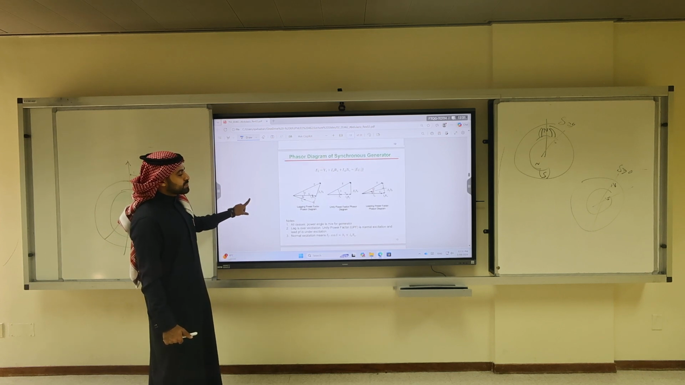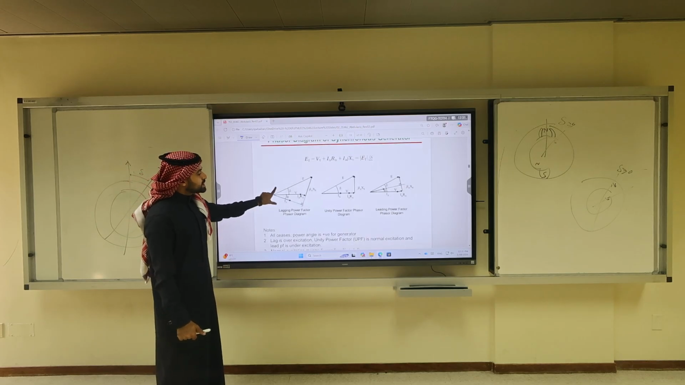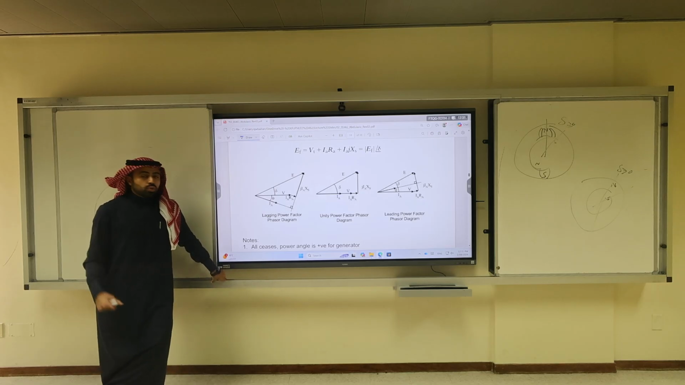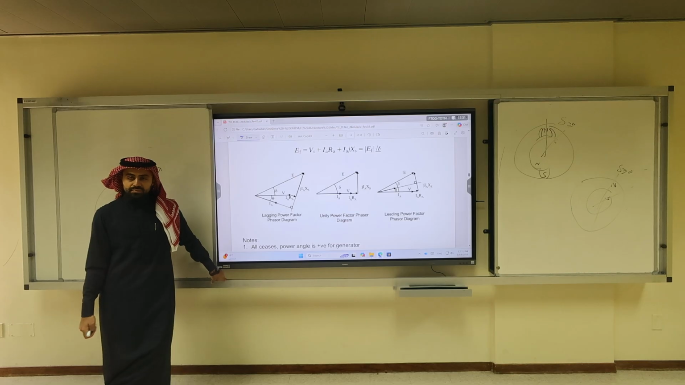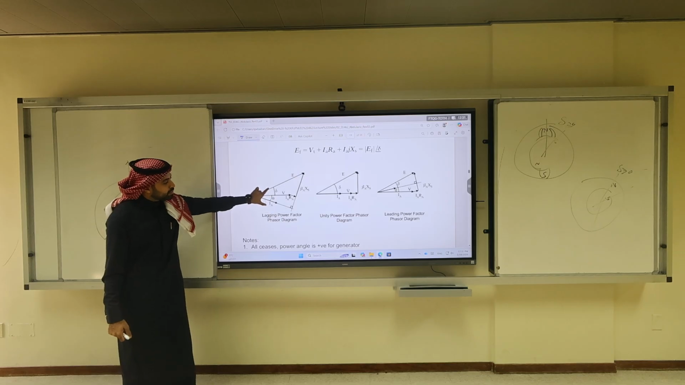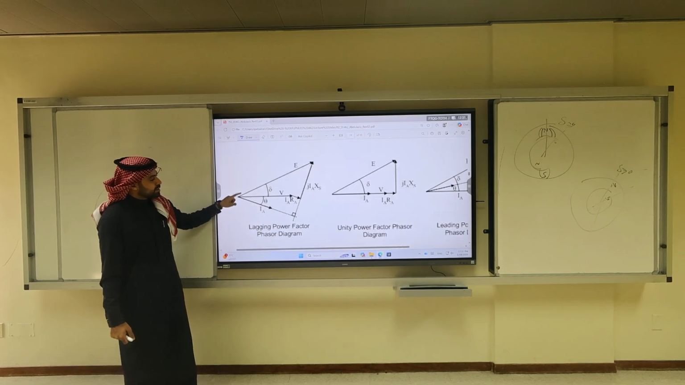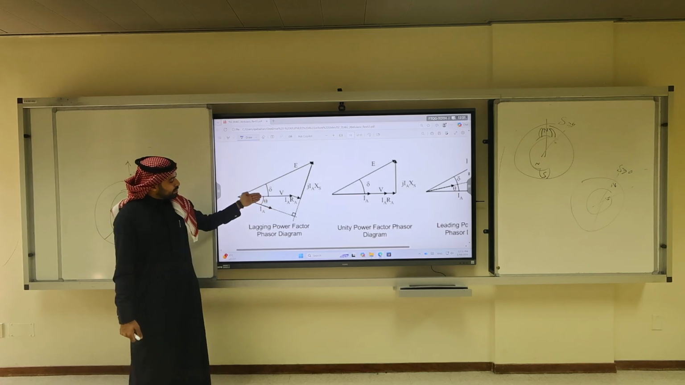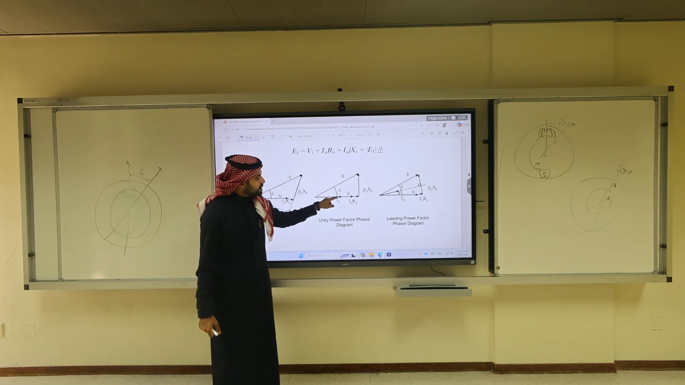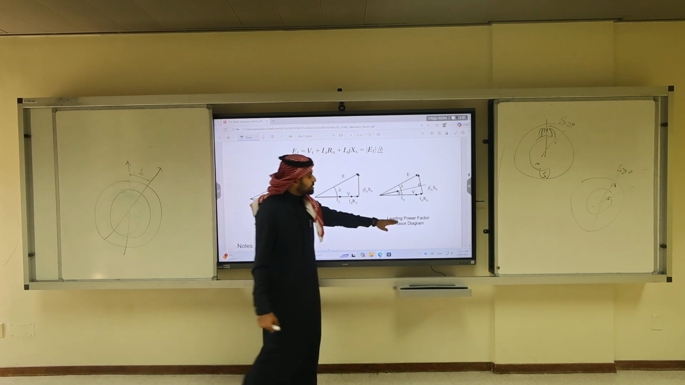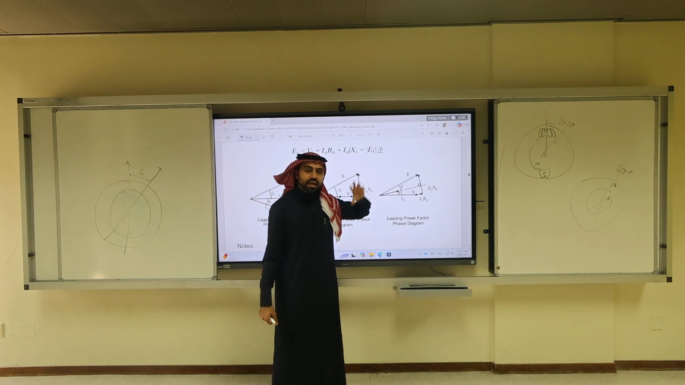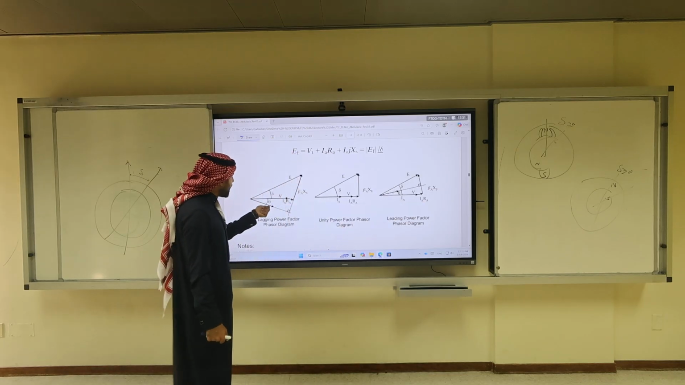Let's look at phasor diagrams. The first case is we have lagging power factor. Okay? What lags what? IA lags VT by an angle of theta. You see, this is IA, this is V. This one is lagging. The second curve is unity power factor. IA is in phase with V. The third case is leading power factor. IA leads V. So when we talk about lagging, leading, unity power factor, we compare IA with V terminal.